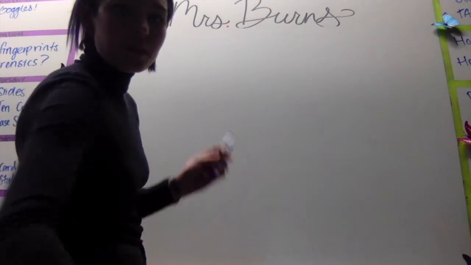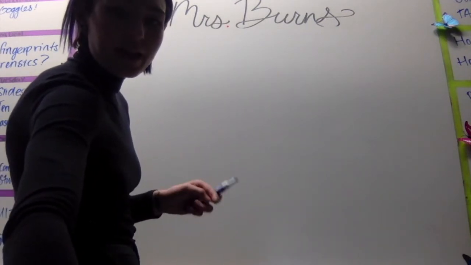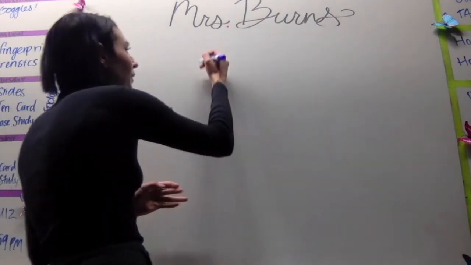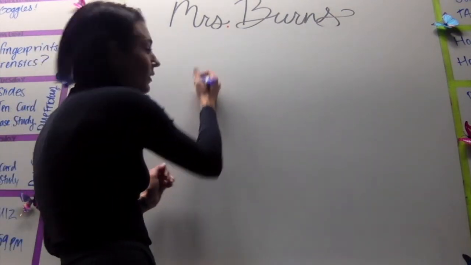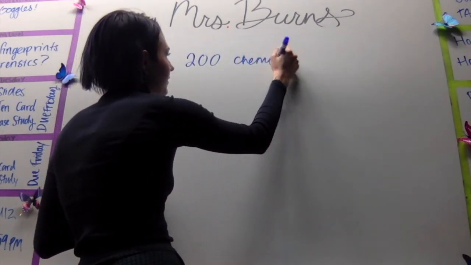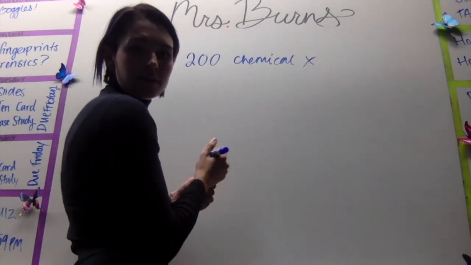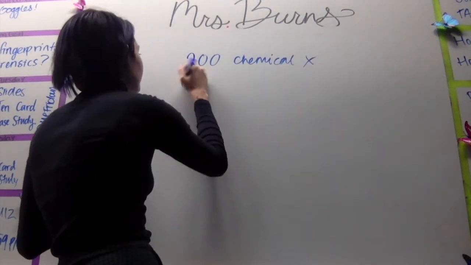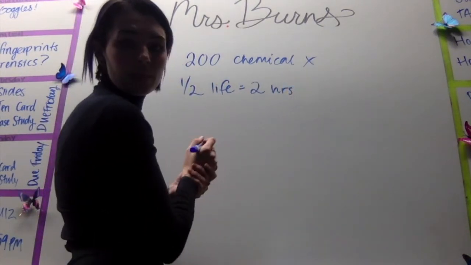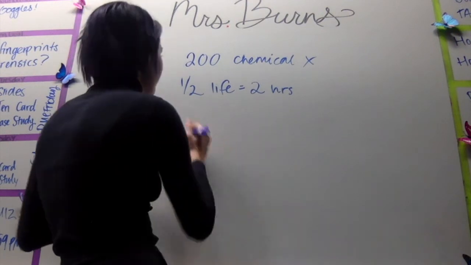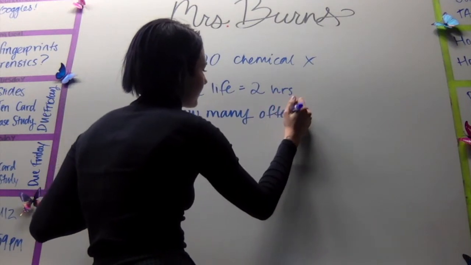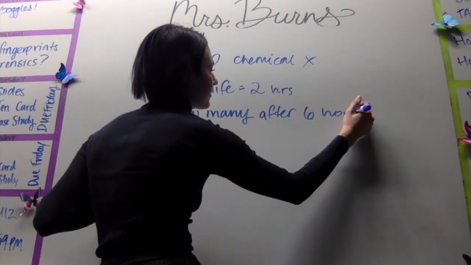So that's that one. Then let's get to the isotope radioactive decay, because I know that's a little bit more of a difficult one for sure. So let's see. If I have 200 isotopes of chemical X, which has a half-life of 2 hours, how many isotopes will I have after 6 hours?